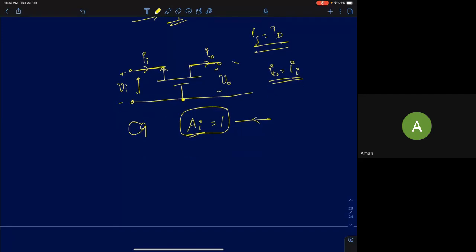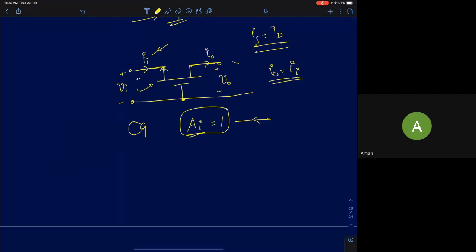Now, if I change my input voltage, will Ii change? Can you give me an expression now that you know how to analyze circuits to a decent level? If I change my input voltage, what will be the change in Ii? See, what is Vi? Vi is nothing but minus Vgs.